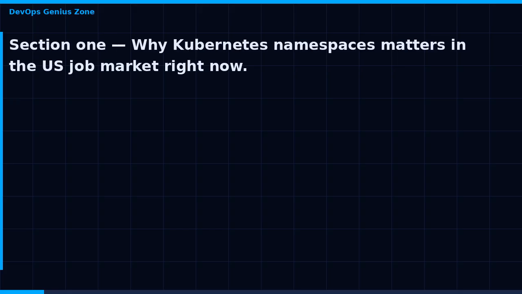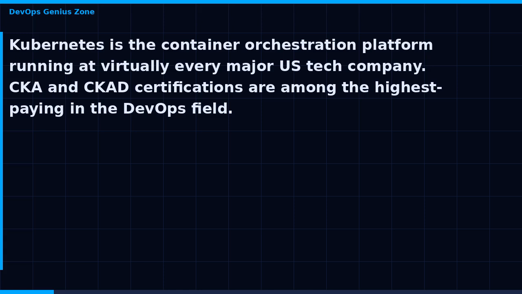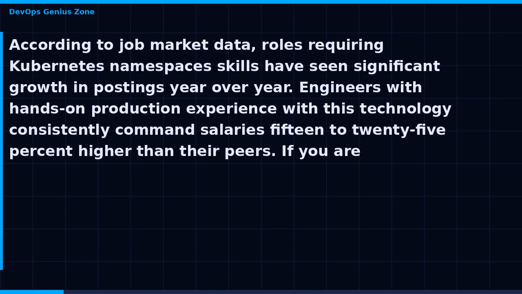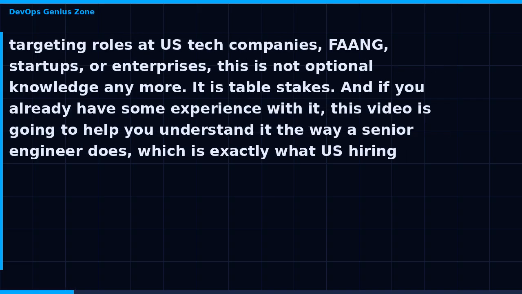Section 1: Why Kubernetes namespaces matters in the US job market right now. Kubernetes is the container orchestration platform running at virtually every major US tech company. CKA and CKAD certifications are among the highest paying in the DevOps field. According to job market data, roles requiring Kubernetes namespaces skills have seen significant growth in postings year over year. Engineers with hands-on production experience with this technology consistently command salaries 15 to 25% higher than their peers.